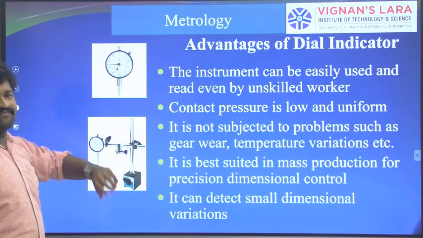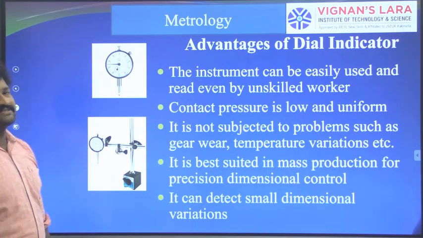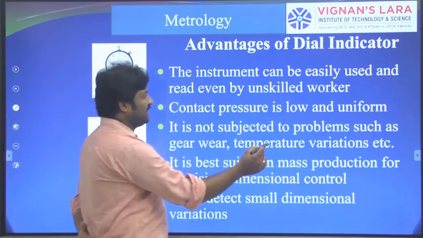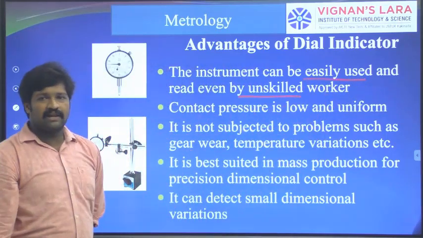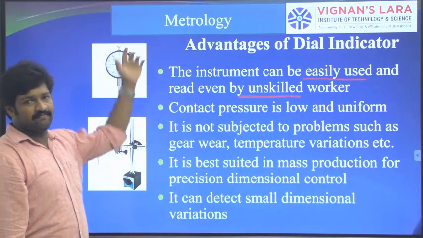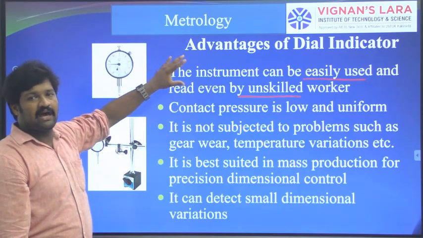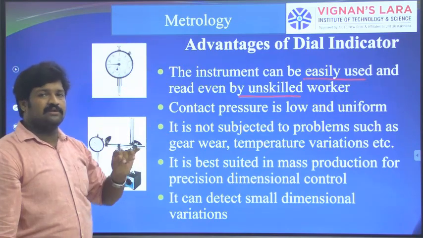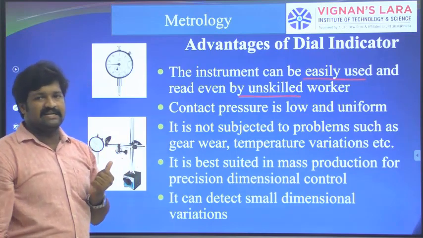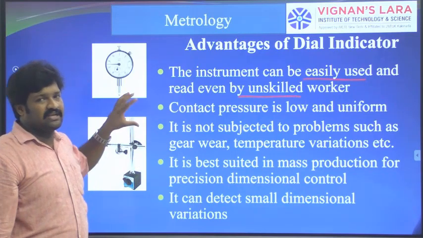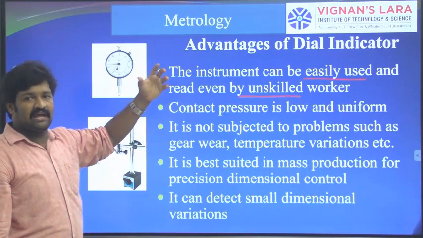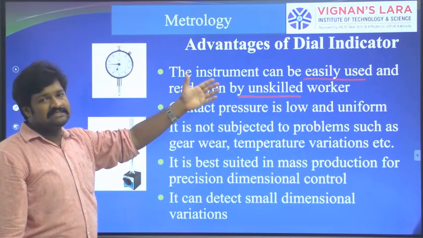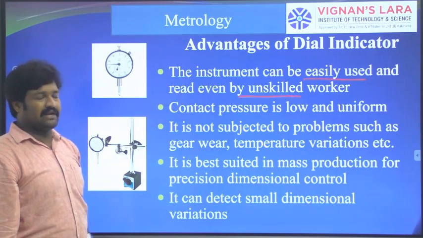Next, advantages of dial indicators. The instruments can be easily used and read even by an unskilled labor. So we already discussed how the scale works here. So it can be easily read by an unskilled operator also. Compared to micrometer and vernier calipers, which require some calculations, this dial indicator doesn't require any calculations. So even an unskilled labor can easily read the dial indicator readings.